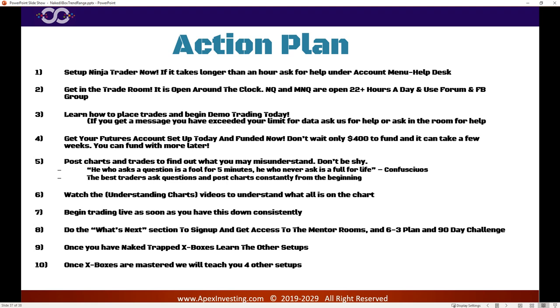So, once again, this has nothing to do with the enhanced X boxes. Those are very different rules. We're also not talking about counter trend and divergence. We're going to talk about that some next week. This is just about naked X boxes with the trend or in a range. Okay? I hope that was helpful for you guys.